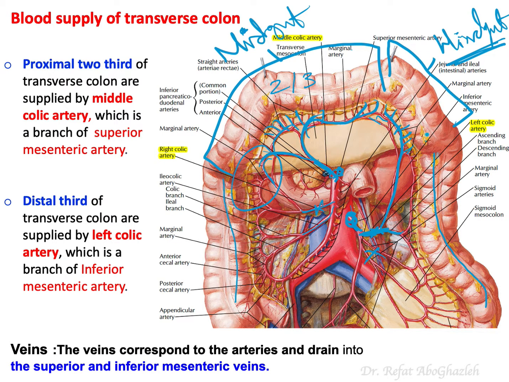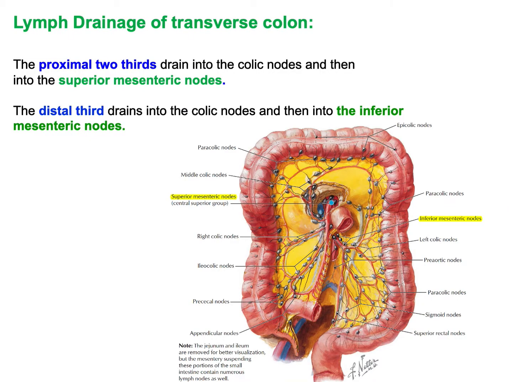Okay, and here's a marginal artery between those at the corners, right? So the veins correspond to the arteries and drain the parts supplied by the inferior mesenteric. That means the blood will drain back to the inferior mesenteric vein. The part of the transverse colon supplied by a branch of the superior mesenteric artery will be drained into the superior mesenteric vein. Superior with superior, inferior with inferior.